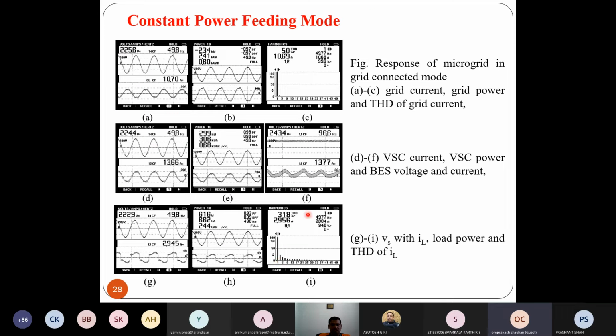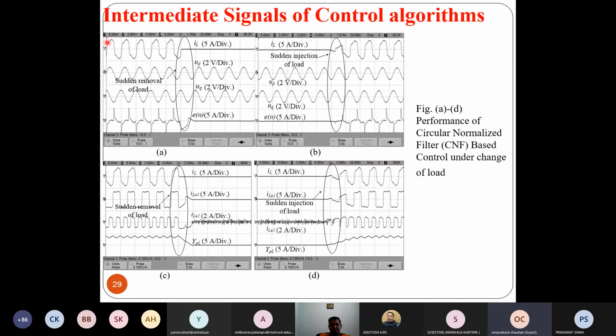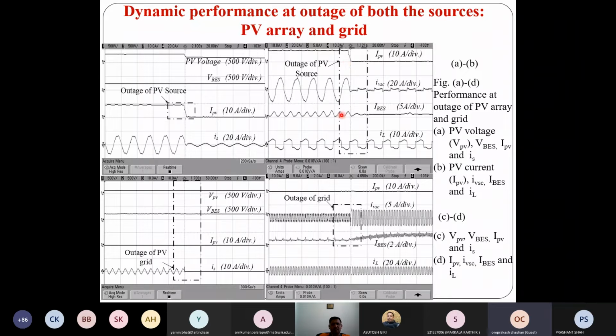These are the constant feeding mode results. Here in figure B, you can see the negative sign shows that power is being fed to the grid at close to unity power factor. And the grid current THD is 5%. However, the load current THD, you will find, is 31.8%. And these are some intermediate signals. So the dynamic response of this particular control is very good.